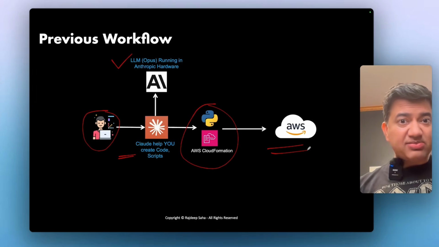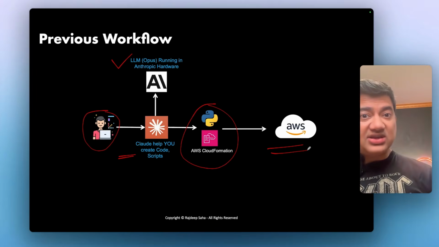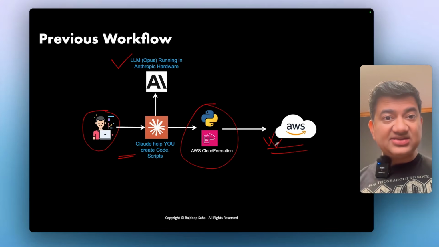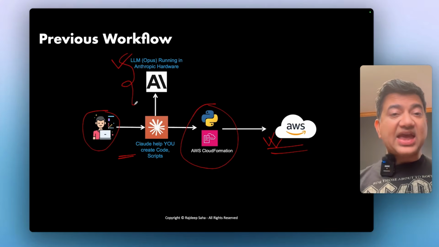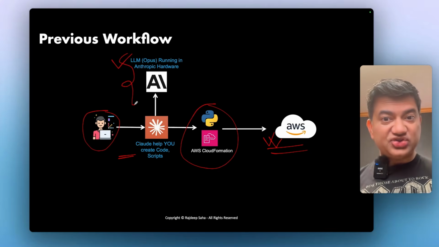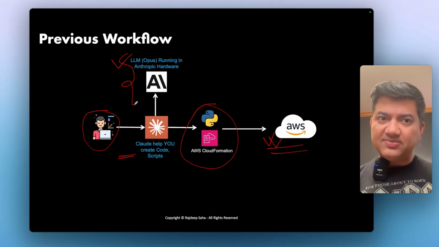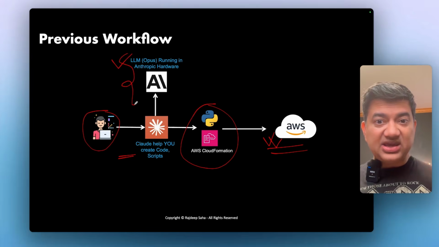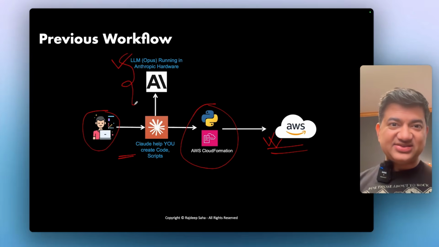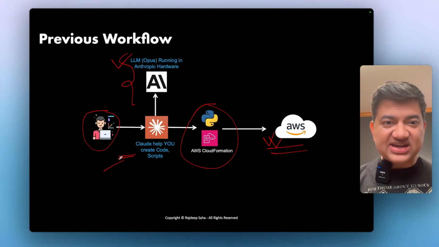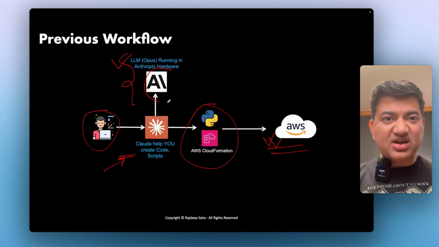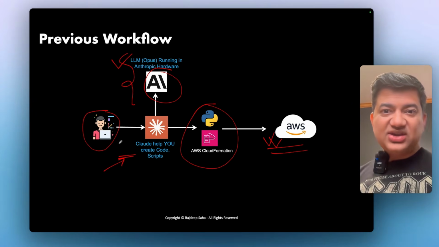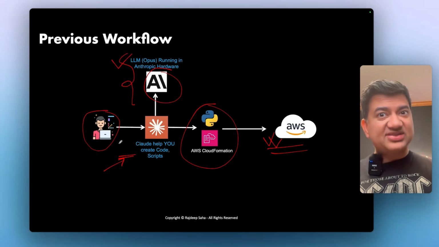There are multiple problems with this approach. Number one is cost. So you are managing cost of AWS, but you are also paying Anthropic for this model usage. Second is security. If you work in a highly secure and regulated company, you cannot use this because all this data that you are sending as a prompt is going to Anthropic, and Anthropic is running this data on their hardware.